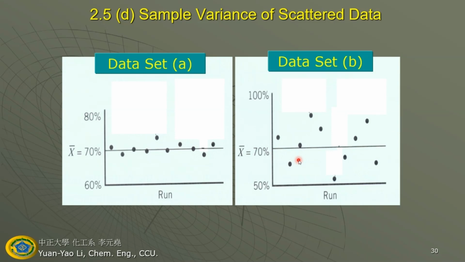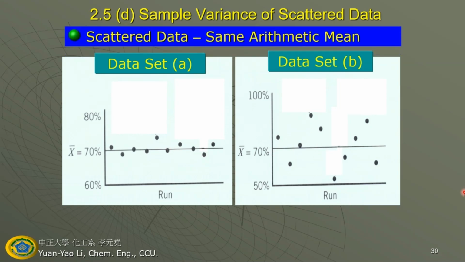I mean the quality of the student. Set A or set B? These students, obviously, might be better students, right? They do the experiment more carefully. So they have almost the same level. They got the same answer, but this is too wide. So we have the same scattered data, and this scattered data gets the same arithmetic mean. That means the average is the same.